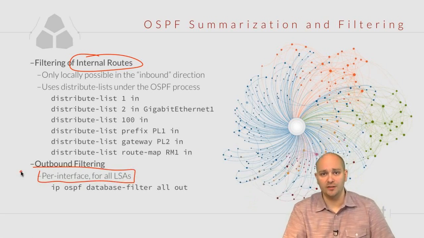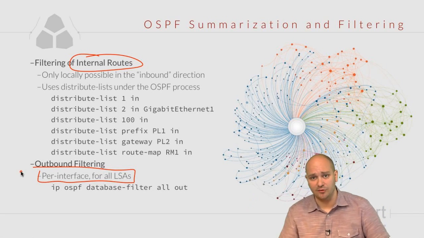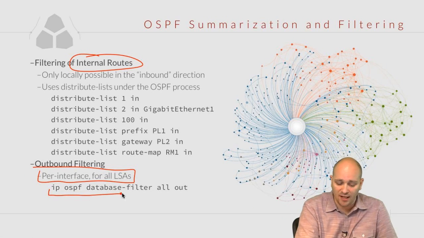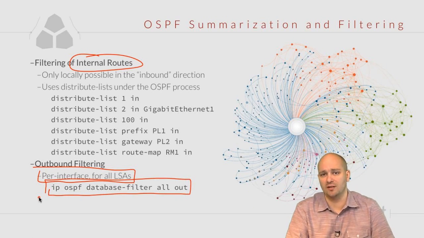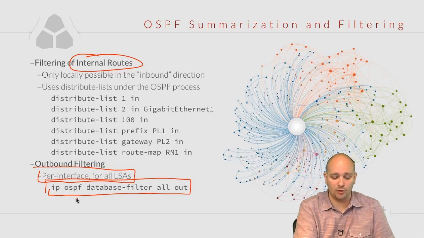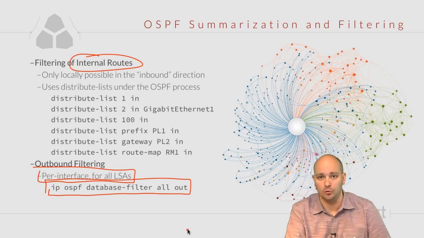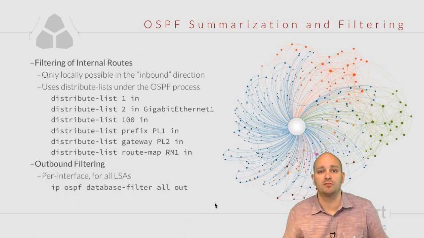The only way to filter the LSAs as they are being advertised to other neighbors is to tell our router that on this interface we don't actually want to advertise any LSAs. And the command to do that under the interface will be ip ospf database-filter all out. That is simply going to stop advertising any LSAs out of this interface.